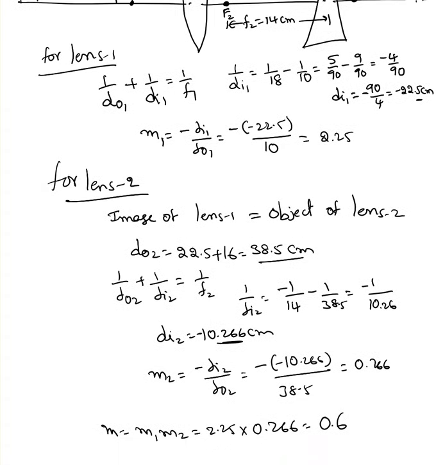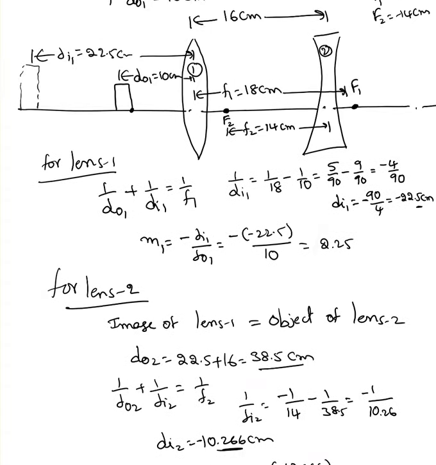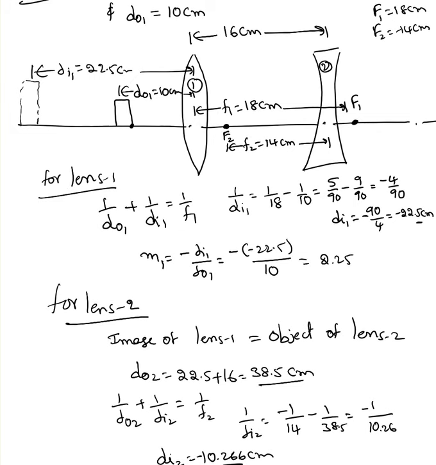Our total magnification factor is 0.6. So basically, it is only 0.6 times the size of the object. Now, the distance of image 2 is negative 10.266, so it's going to be somewhere here. So this is the distance of image 2. Since it's a negative number, it is in front of the lens.